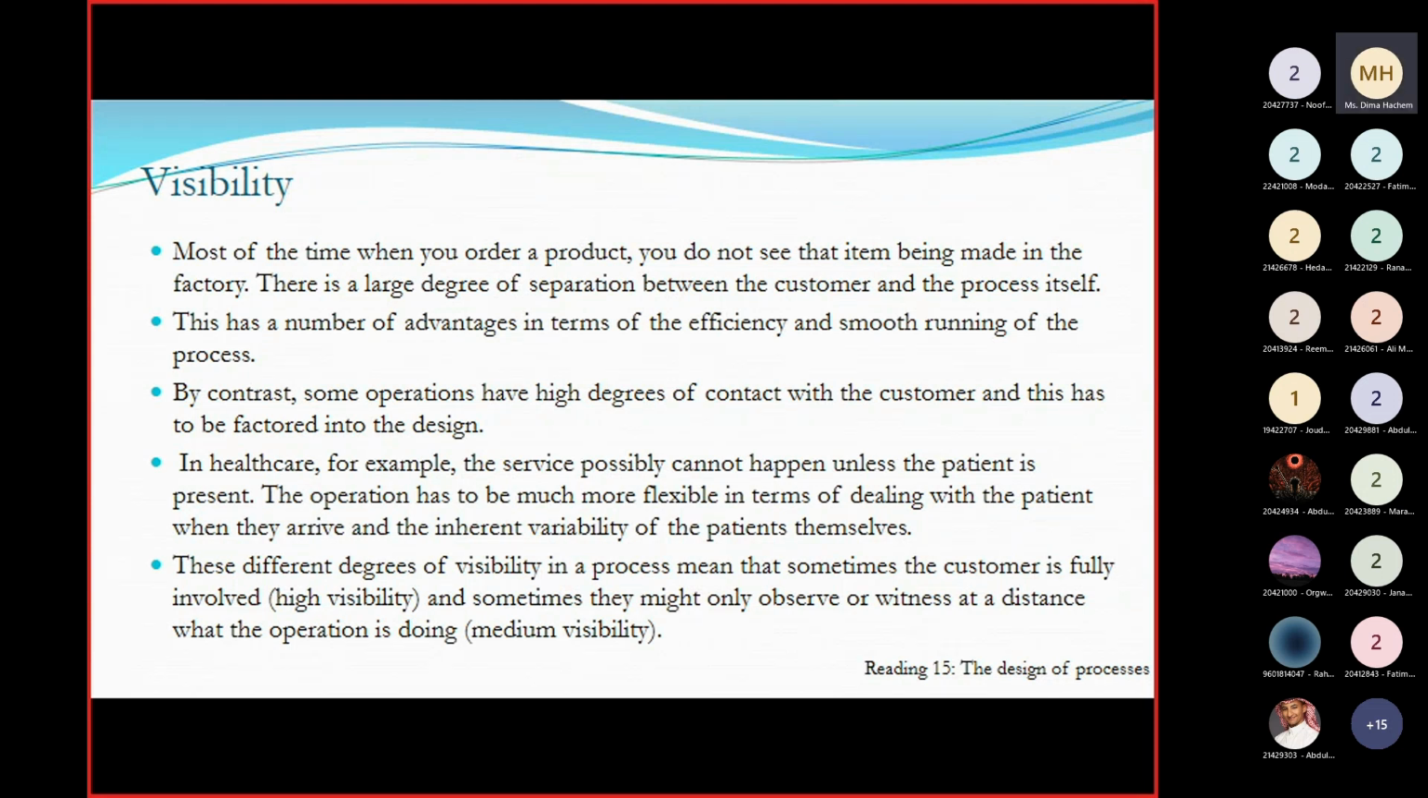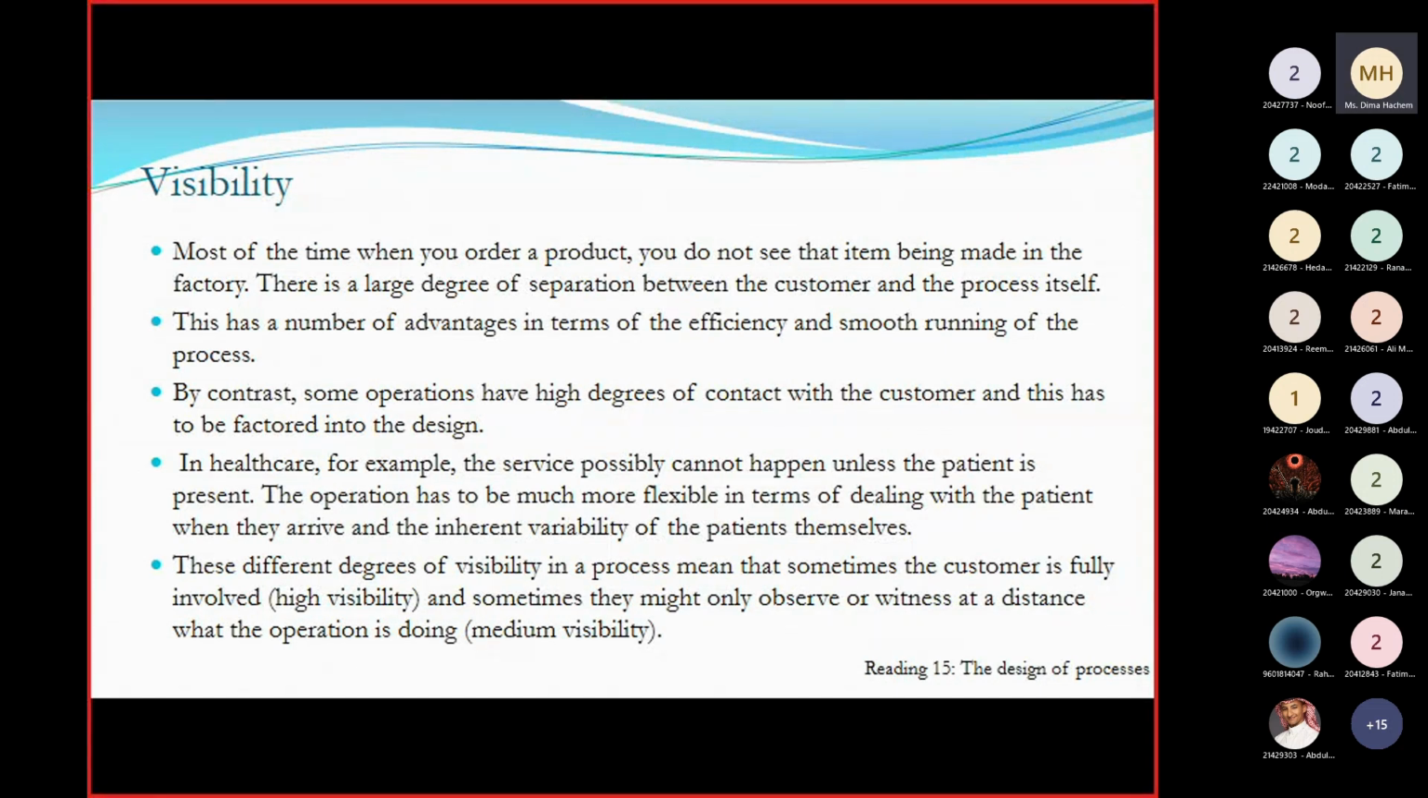Just as the name implies, the word visibility means I can see what's going on in the process. If the customer can see the process, it means we have high visibility. If the customer cannot see the process, it means we have low visibility. There are many restaurants that you go to that have high visibility. You can see how they prepare your food. This is higher visibility.